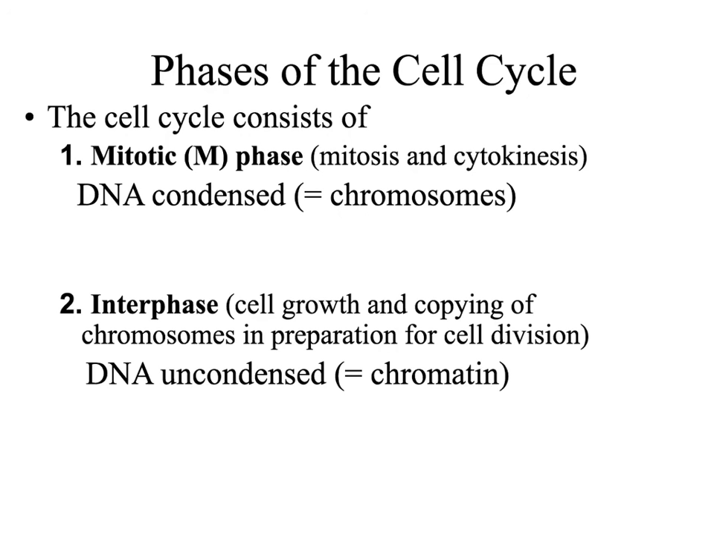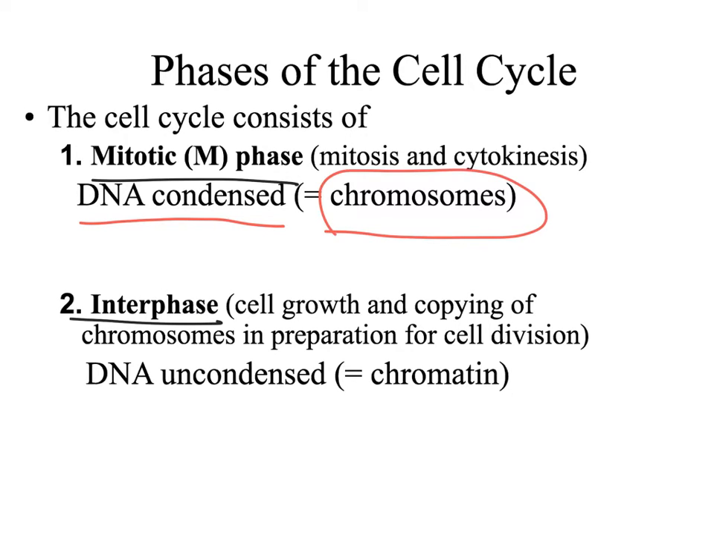Okay, what is the cell cycle? The cell cycle is the whole life of a cell, and it is composed of two main phases: mitotic phase and interphase. Actually, interphase is longer than mitotic phase. In mitotic phase, DNA is condensed and you can see the chromosomes, but during interphase, DNA is uncondensed and in the form of chromatin fiber.